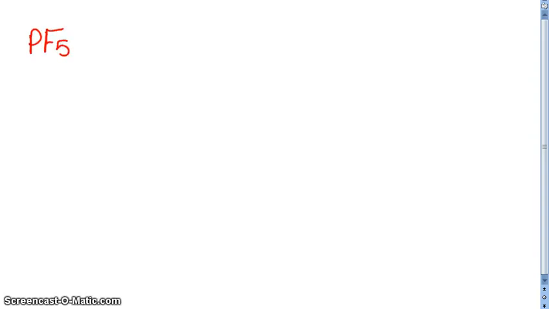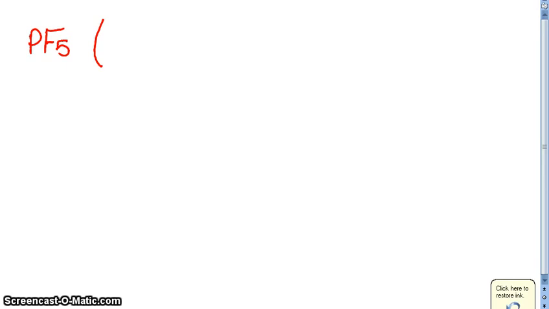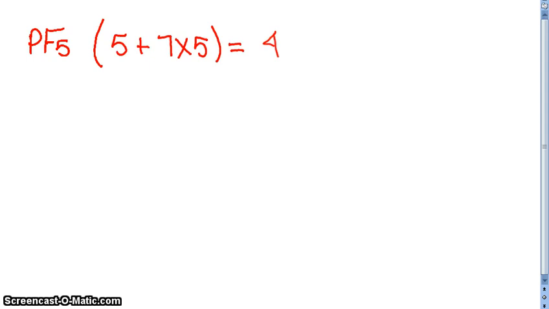PF5, so phosphorus and 5 fluorines. I'm going to go back to my periodic table. Now I see phosphorus is in row 5, so it has 5 valence electrons, and fluorine is in row 7, and it has 7 valence electrons. Alright, so phosphorus had 5, and fluorine has 7, and there was 5 fluorines in this example. And that's going to give us 40 valence electrons.